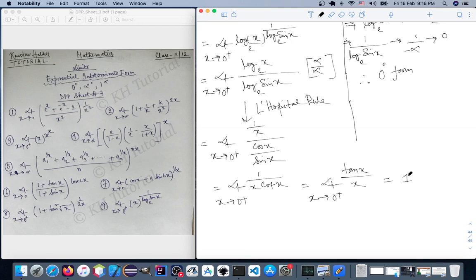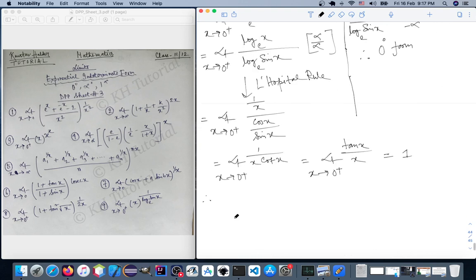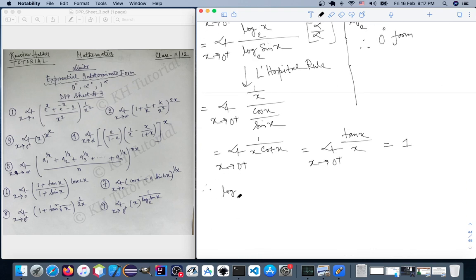We know by the standard result. So we got log e of limit x tends to 0 positive y as 1. This implies limit x tends to 0 positive y is e. E is the answer.